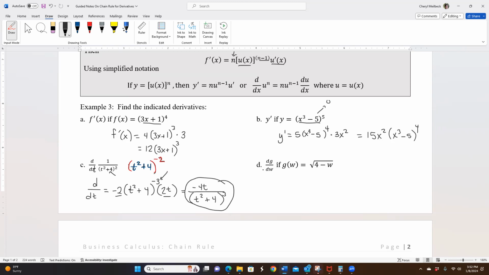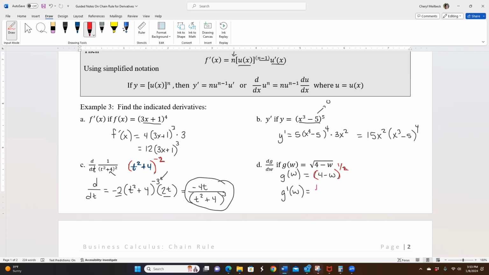Let's go ahead and look at D. First, if we want to take the derivative of square root, we probably want to write that as a fractional power. So we're going to rewrite g of w as 4 minus w to the 1/2 power. Using our chain rule, it says take the derivative of the outside function. So that will be this part here, whatever's in there to the 1/2 power.